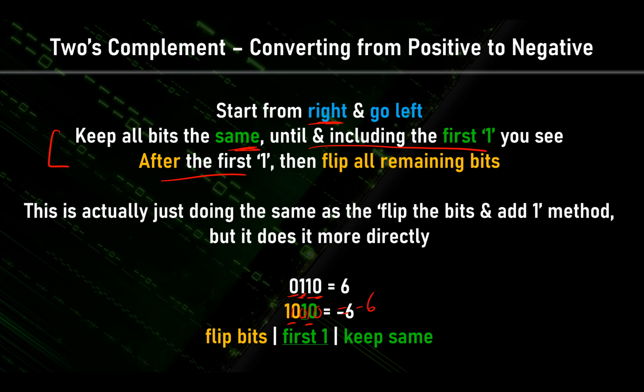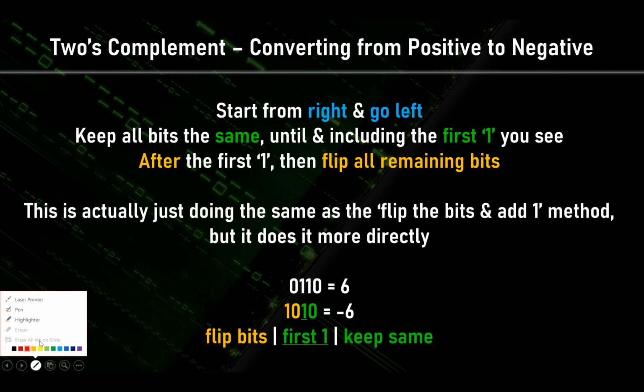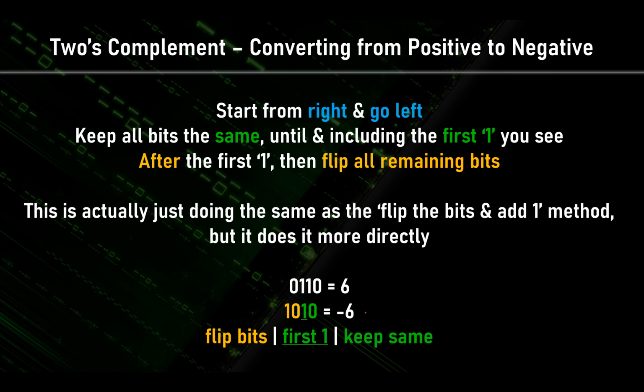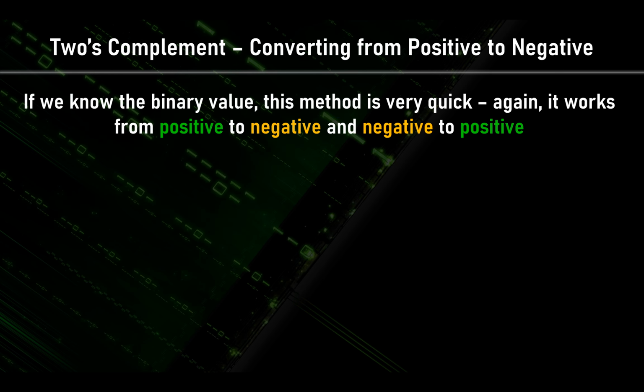So that's super simple. Let me just erase this, to hammer home the point: this underlined one here is the first 1 we see, and we keep it the same. Then these on the left are the bits that we're flipping. So this is going to be extremely quick. It also works from positive to negative and negative to positive, and it's a method you can use to check your answer if you want.